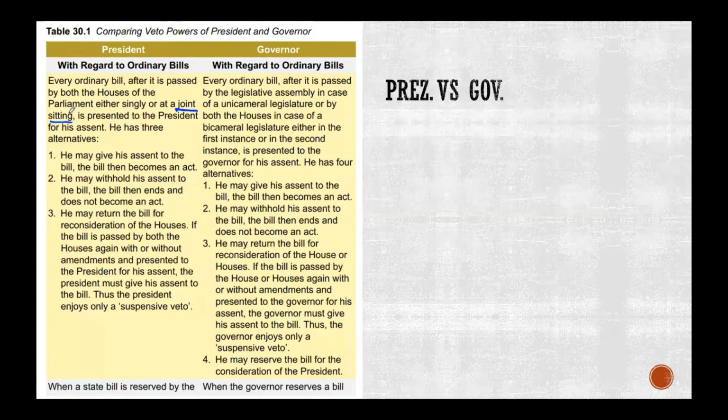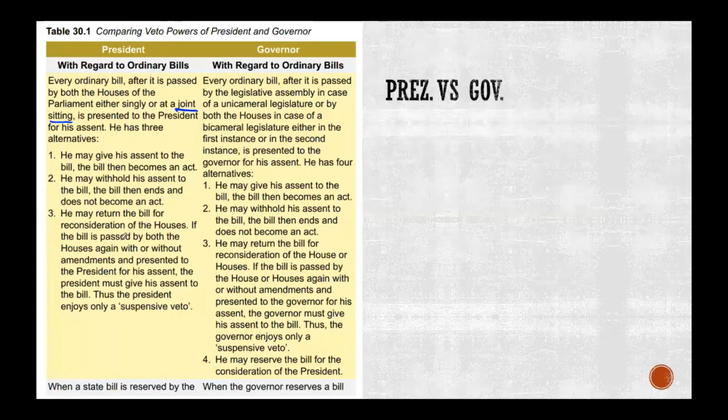Now let's take a look at this. So every ordinary bill, after it is passed by both the houses of the parliament, either singly or at a joint sitting, is presented to the president for his assent. Now there are three options that the president might have. He may give his assent to the bill, the first thing that we've talked about. He may withhold his assent, or he may return the bill for reconsideration.